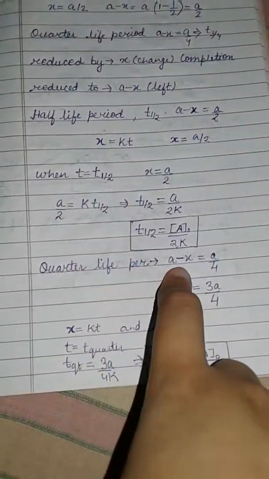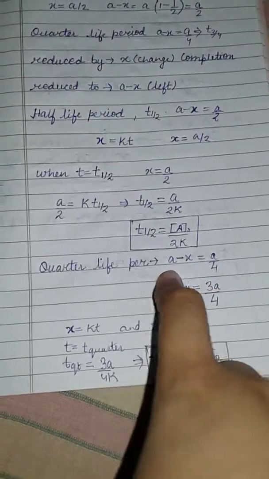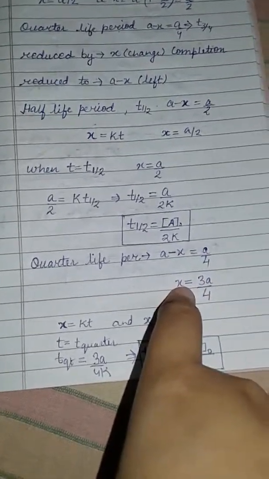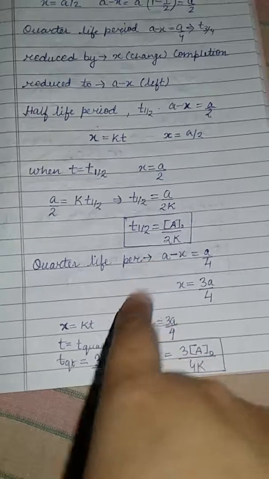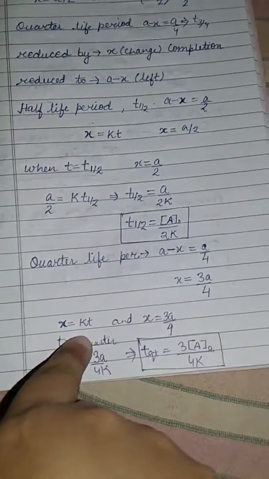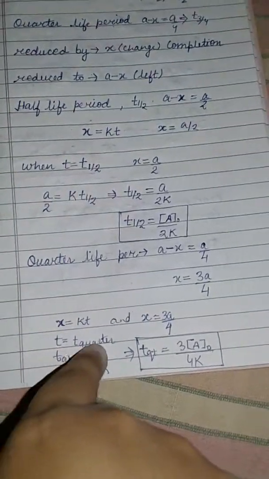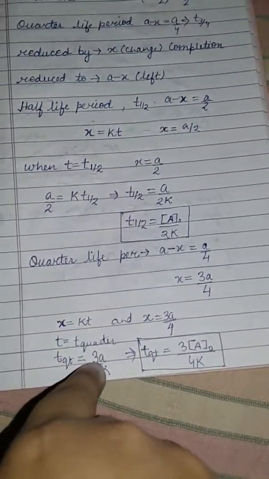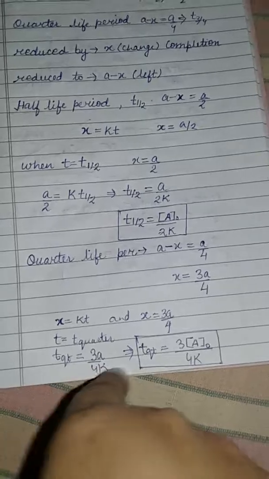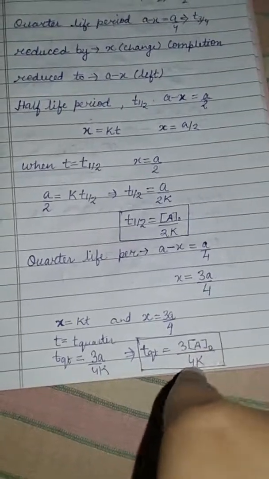Quarter life period: a minus x is equal to a by 4. So x will be equal to 3a by 4. So put in this equation x is equal to kt. We put x is equal to 3a by 4, t is equal to t quarter. So t quarter is equal to 3a by 4k. That is 3a naught upon 4k.